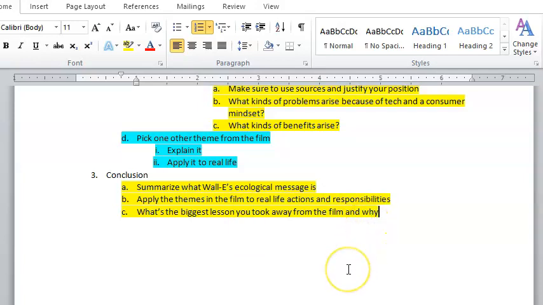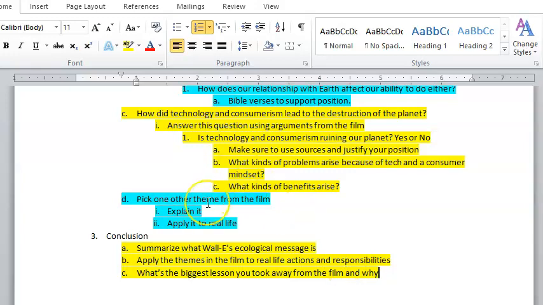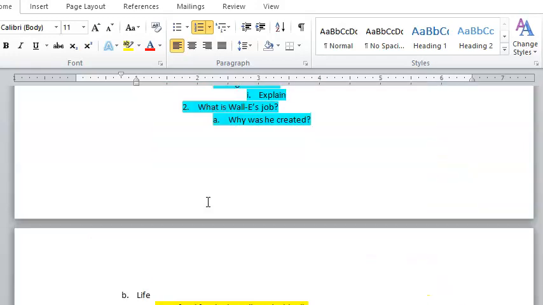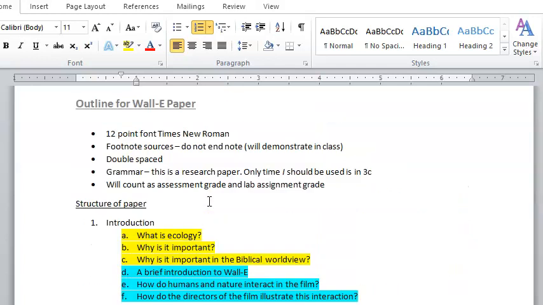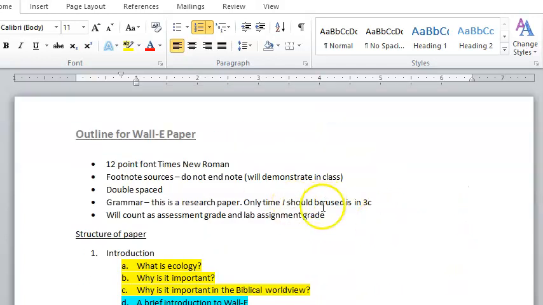So that is the summary of the WALL-E research project, okay? Again, this is a research paper, third person. Make sure you cite your sources. Only use double space, font, all that. If you have questions, please let me know.